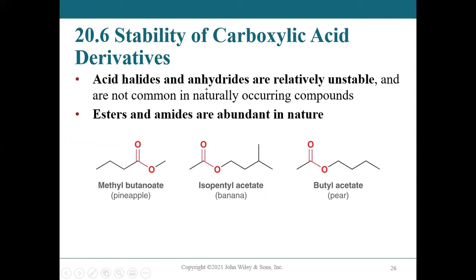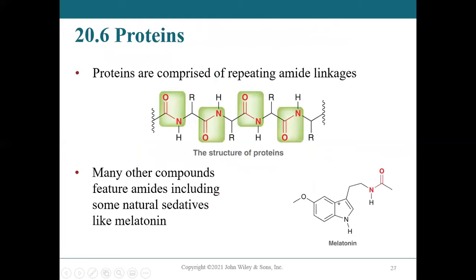Acid halide and anhydride are relatively unstable and are not common in naturally occurring compounds. Ester and amide are abundant in nature. So for example, this is the ester which is in pineapple, and this ester, which is in banana. This ester is in pear. Proteins are comprised of repeating amide linkages, and many other compounds feature amides, including some natural sedatives like melatonin. Here is the amide.